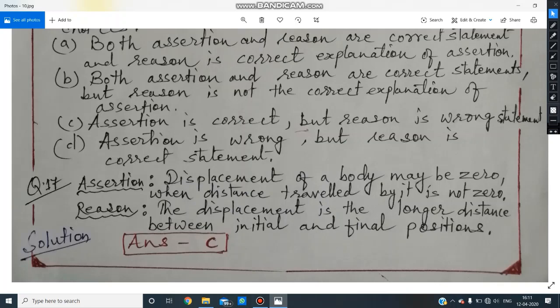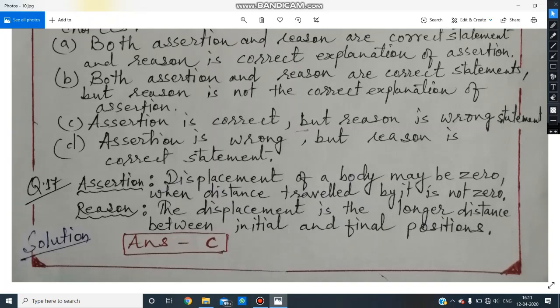That first assertion statement says that displacement of a body may be zero, and we agree, the displacement we have seen in many cases comes to be equal to zero, whereas the distance traveled may not be zero. May not be zero means distance traveled cannot be zero whenever there is a motion. Of course, assertion statement is a correct statement. But when you see the reason statement, it is mentioning that displacement is a longer distance, which is not possible. Displacement is always the shorter one, or you can say the shortest distance between the initial and final positions.